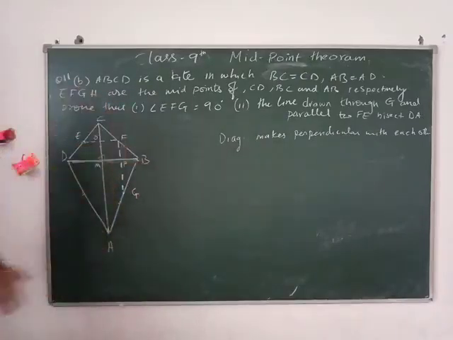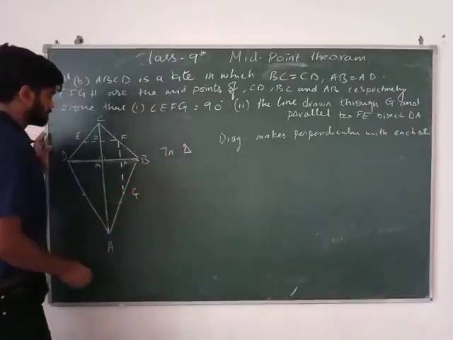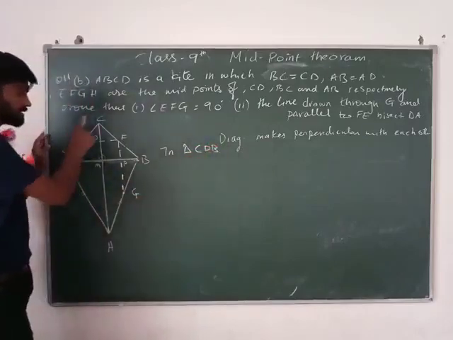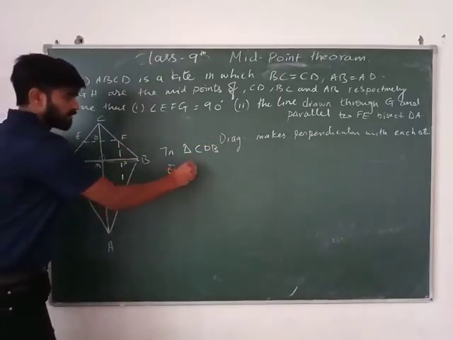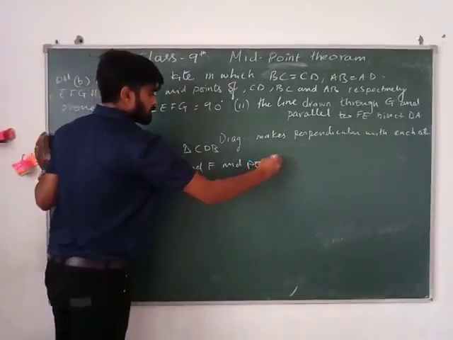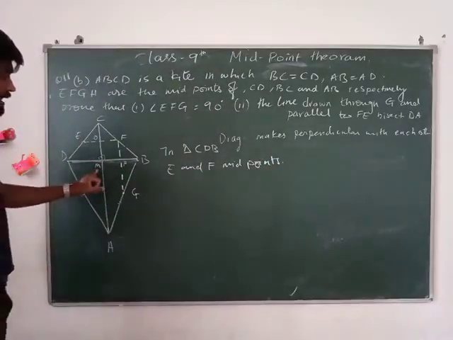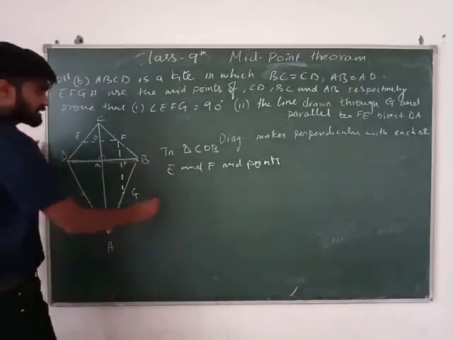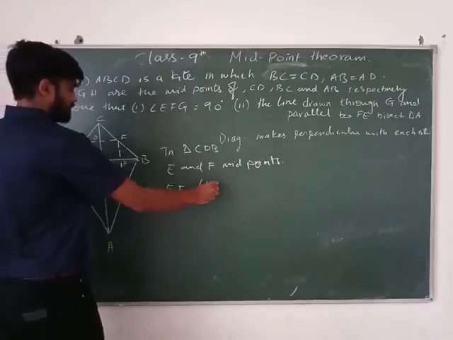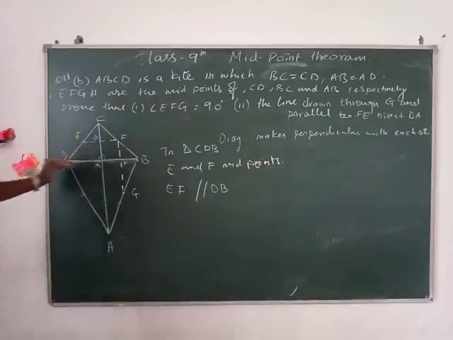So let's start the solution of this question. In triangle CDB, if you see CDB, E and F are the midpoints. If they both are the midpoints, what I can say is that EF is parallel to DB. Can I write it like this? EF is parallel to DB.